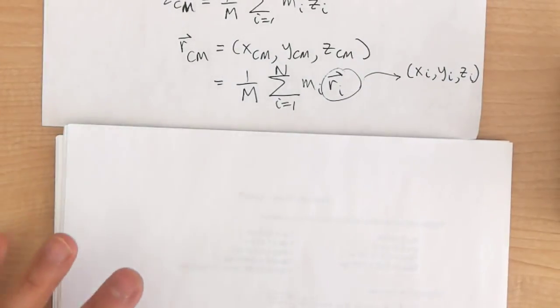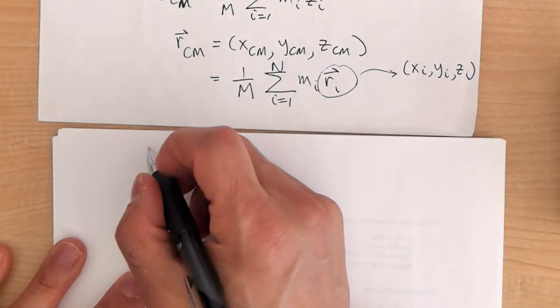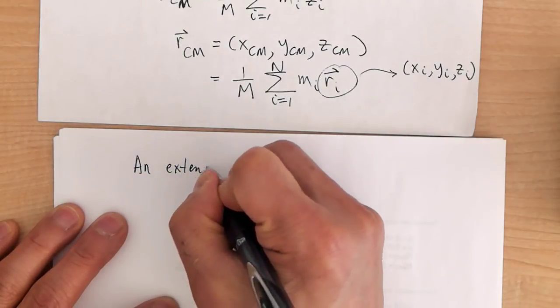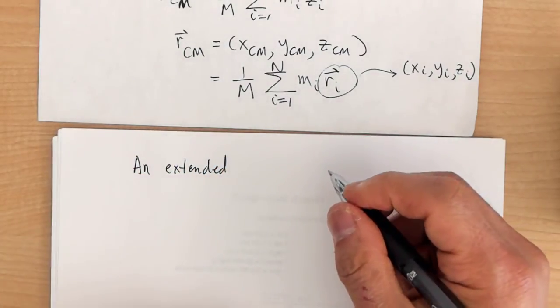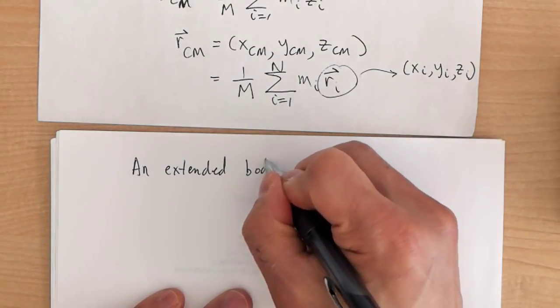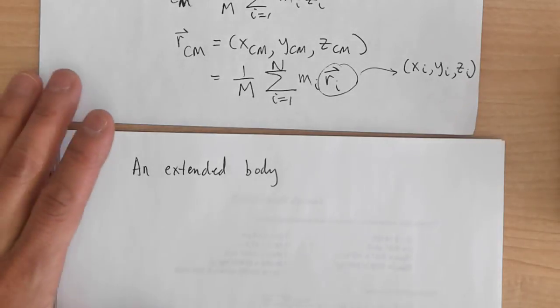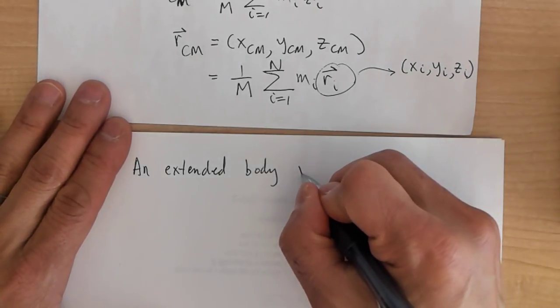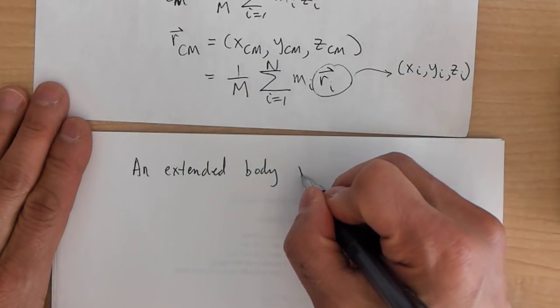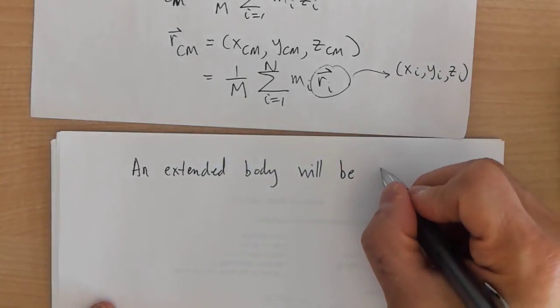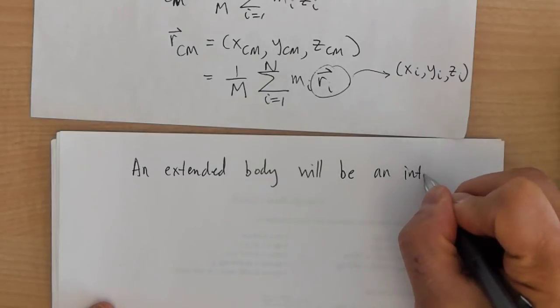Now, let's say I have an extended body, some continuous body. Then rather than having a collection of particles, an extended body will be an integral rather than a sum.